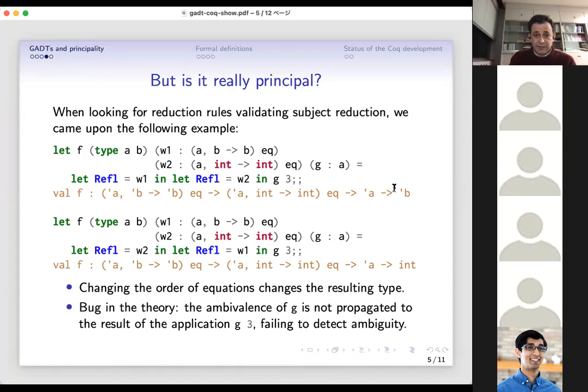And what happens is actually OCaml will infer this type. And if we open in this order, it will infer that the result type is B. But if we open the equations in the opposite order, it will infer that the result type is int. So this is strange. And clearly, this is not principal. And actually, it turns out to be a bug in theory that the ambivalence of G is not propagated to the result of the application G 3. So as a result, we're not able to detect the ambiguity.